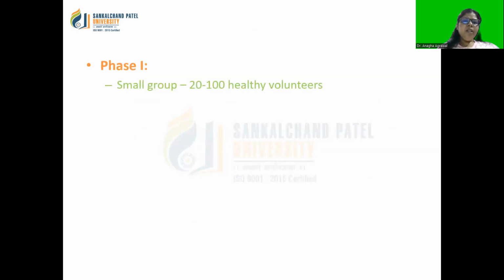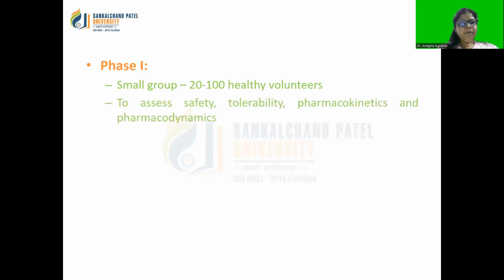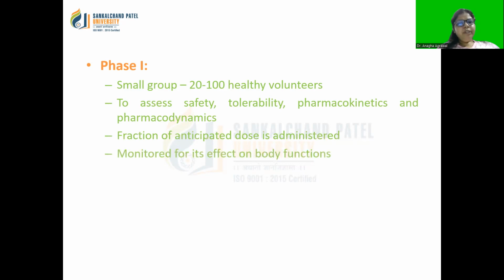Phase 1 trials, a small group, 20 to 100 healthy volunteers, are taken. Healthy volunteers. So there are no diseased people here. To assess safety, tolerability, pharmacokinetics, and pharmacodynamics, as well as the dose of the particular drug. A fraction of anticipated doses is administered, monitored for its effect on body functions, and to find out the best or the safest dose the phase 1 study is done.